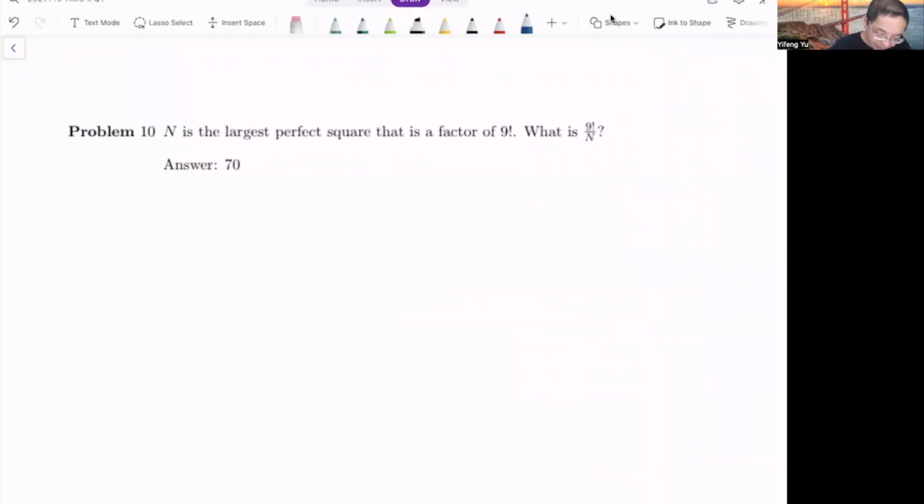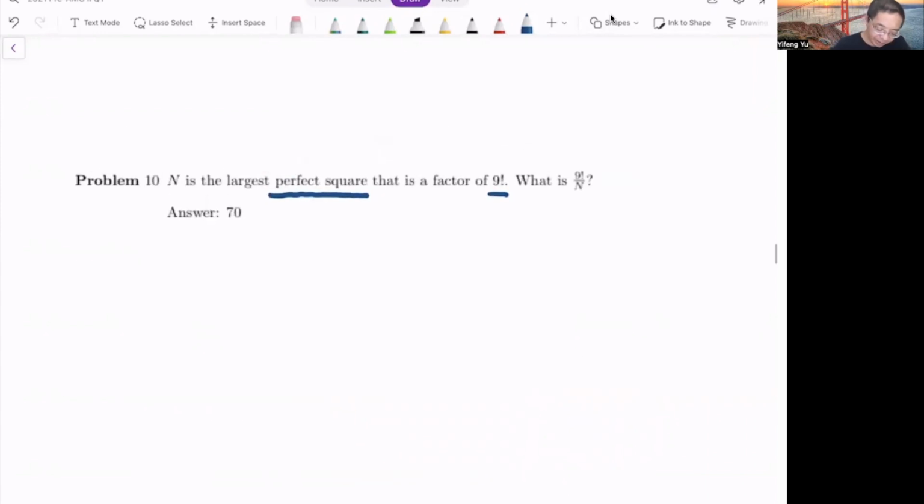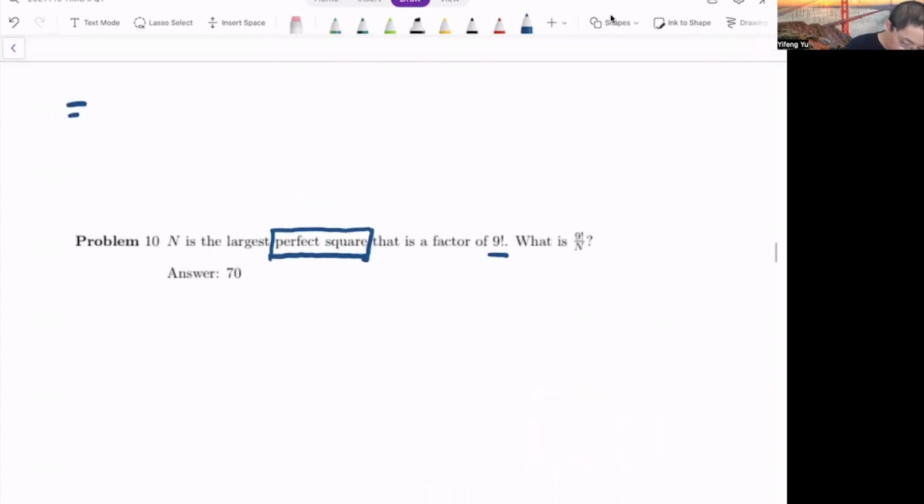Problem number 10. N is the largest perfect square that is a factor of 9 factorial. And what is 9 factorial divided by n? Here, what we need to recall is how we tell whether a number is a perfect square. Okay, so let's recall the facts.